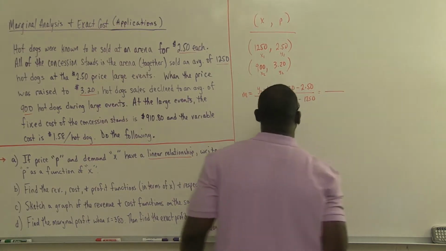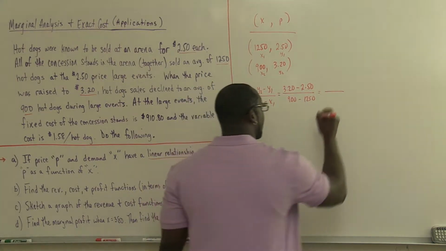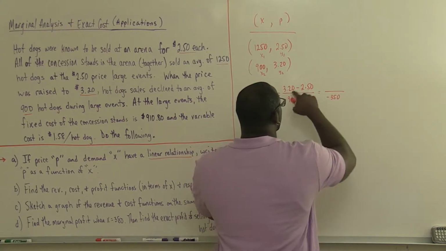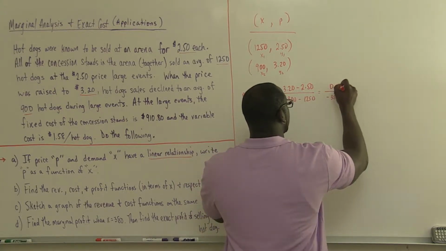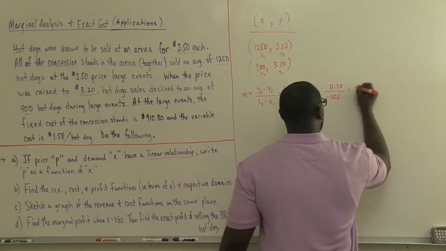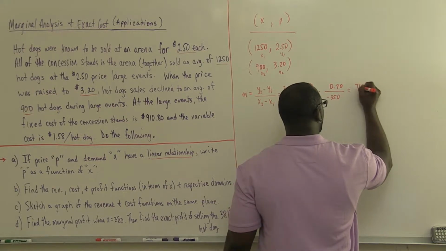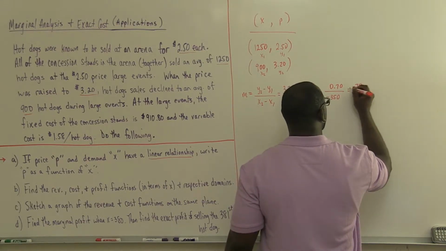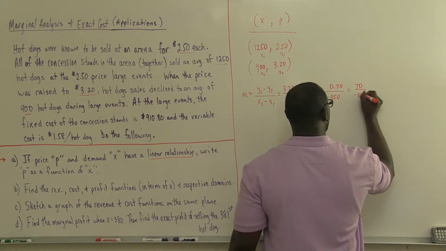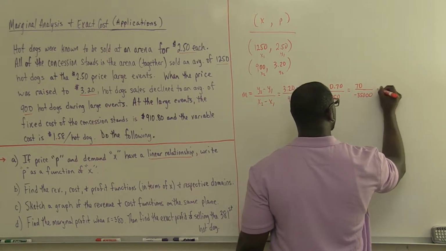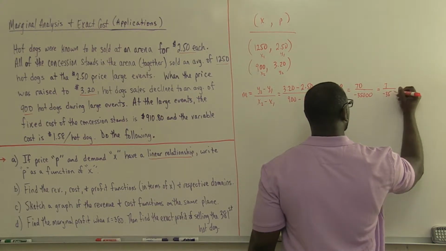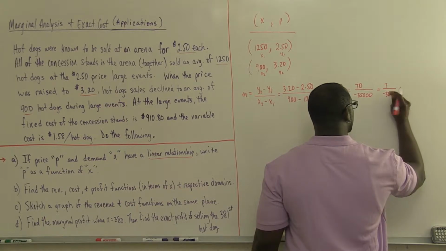Okay. So in the denominator, we have a negative 350. In the numerator, we have a positive 70 cents. Okay. And so from that, keep going. If I multiply the numerator and denominator by 100, I'll end up having this, which means I can simplify to here.